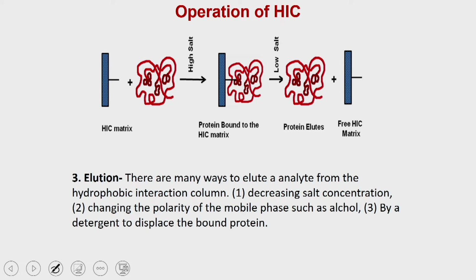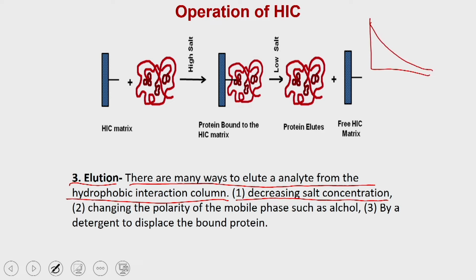Now, the third step, you have to do the elution. There are many ways to elute an analyte from hydrophobic interaction chromatography. Number one, decreasing the salt concentration. You can decrease the salt concentration and that will bring the hydration shell back, and that is going to destroy the interaction between the ligand and the hydrophobic patches present on the protein.